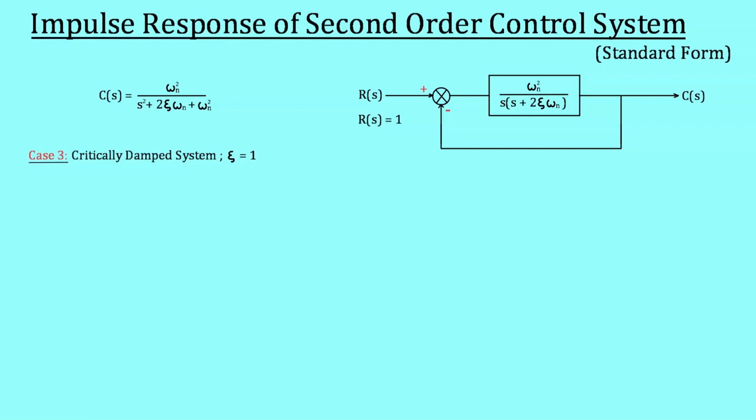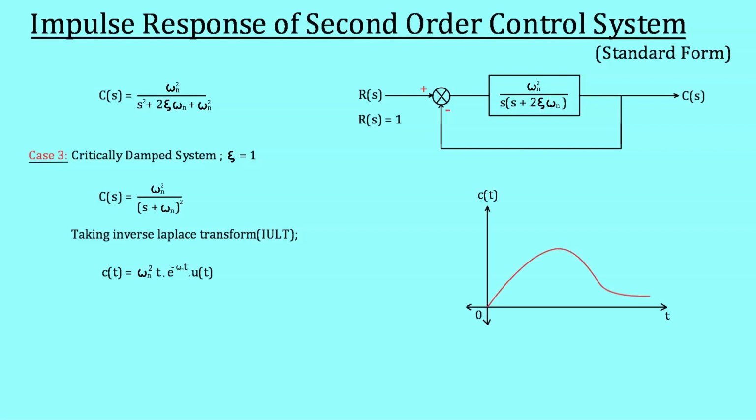The third case is when the system is a critically damped system. After putting the value of zeta equal to 1, we will get the Laplace transform of the output equal to omega n square divided by s plus omega n raised to the power 2. Taking inverse Laplace transform, we can easily find the output in time domain to be equal to omega n square multiplied by time t multiplied by Euler's number raised to the power minus omega n t multiplied by unit step signal. The output in this case will first increase and then it will begin to decrease.